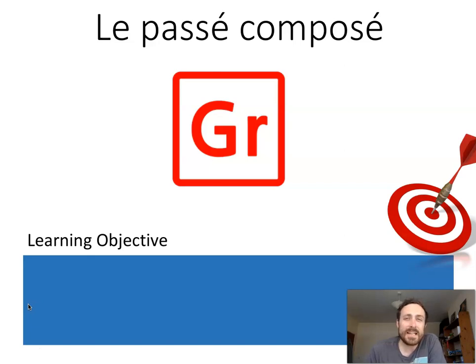Le passé composé is one of the main past tense structures used in French and is really important that you know well for your GCSE, especially in terms of your writing and your speaking. Before I begin, I just want to go through a few points with regards to this tutorial.